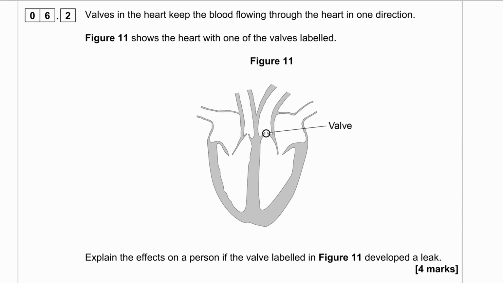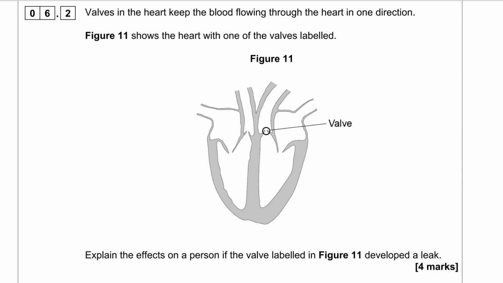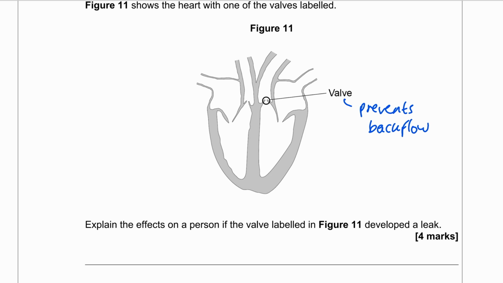6.2. Valves in the heart keep the blood flowing through the heart in one direction. Figure 11 shows the heart with one of the valves labeled. Explain the effects on a person if the valve labeled in figure 11 developed a leak. So a valve, what's the job of a valve? Is to prevent backflow. So it causes the blood to just flow in one direction only. So if the valve developed a leak, that would then just mean that the blood would flow backwards.